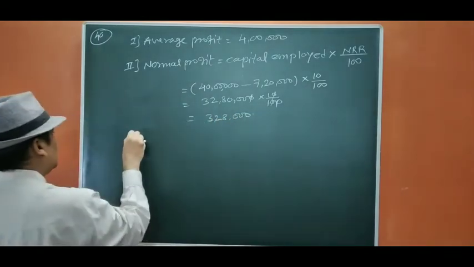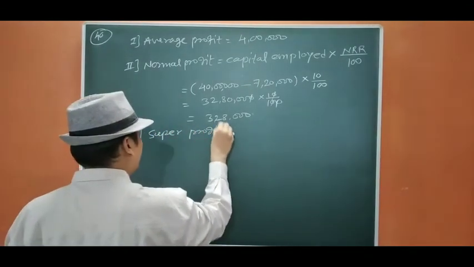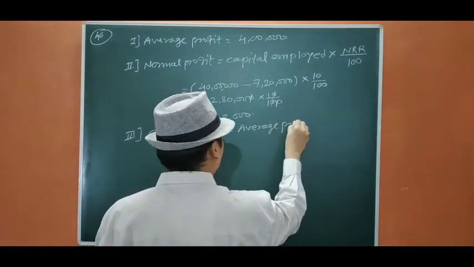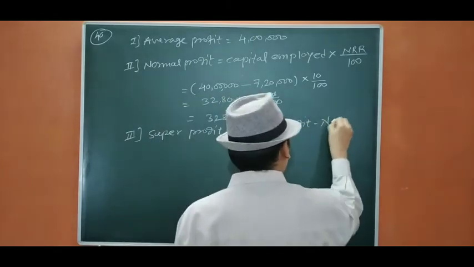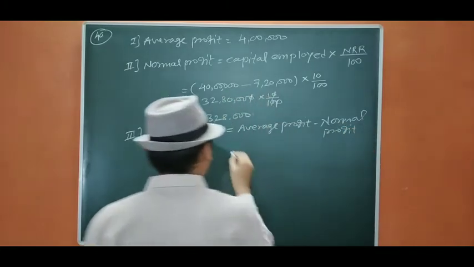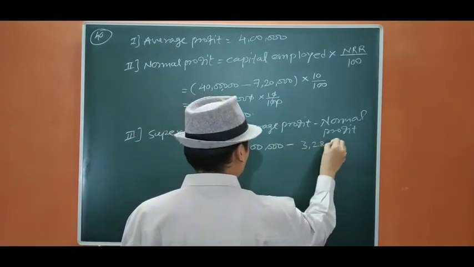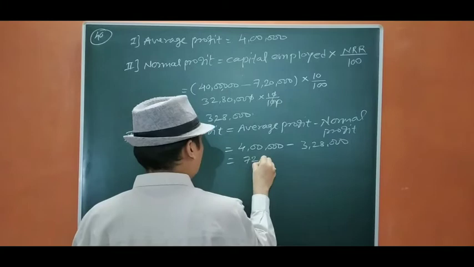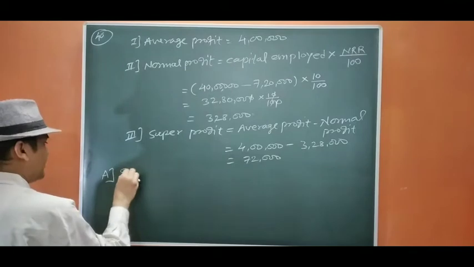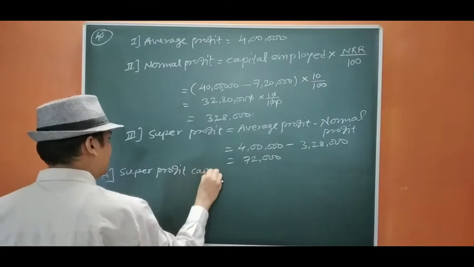Okay. Now third, super profit. Super profit equals average profit minus normal profit. That will be 4 lakh minus 3 lakh 28,000. That will be 72,000. Okay. Now, first method here we are going to take is super profit capitalization method.